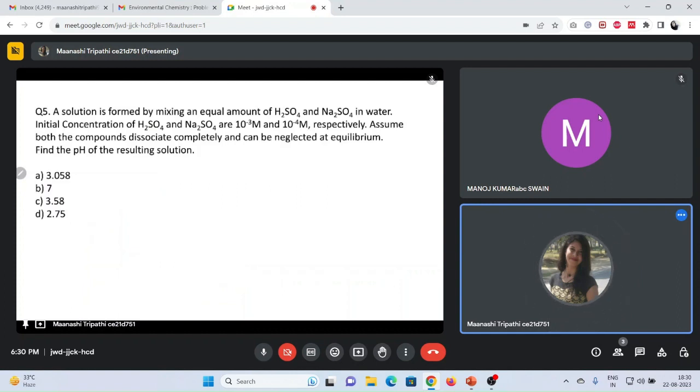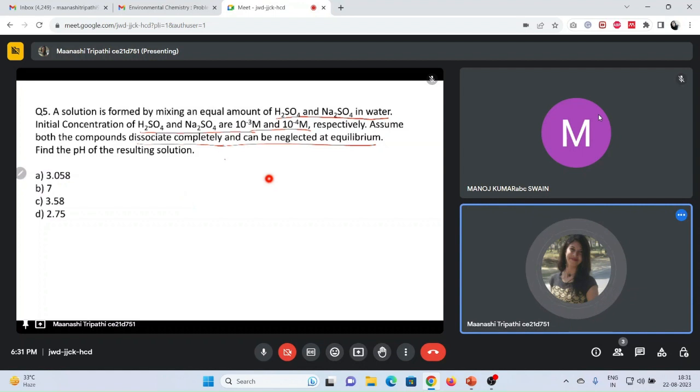Coming to the next question. A solution is formed by mixing equal amounts of H2SO4 and Na2SO4 in water. Initial concentration of H2SO4 is 10 raised to power minus 3 molar and Na2SO4 is 10 raised to power minus 4 molar. We will assume that both the compounds dissociate completely and can be neglected at equilibrium. We have to find the pH of the resulting solution.